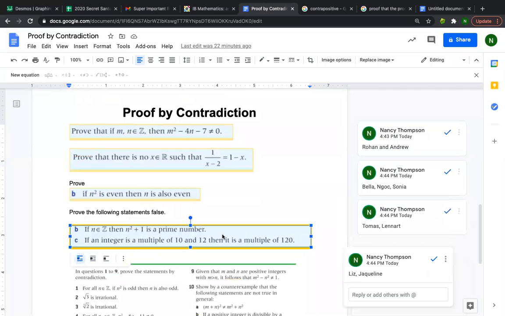Liz and Jacqueline, you're going to be proving the following statements false, which means that you need to find counterexamples for both of these things. So you just have to come up with 2 different examples, like one for each of these, where it's not true.